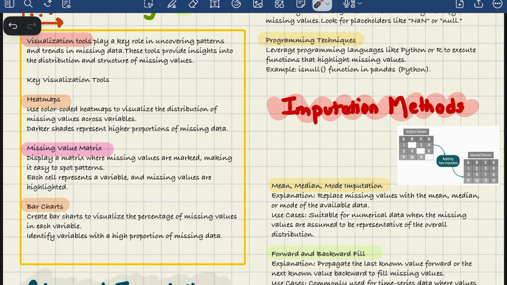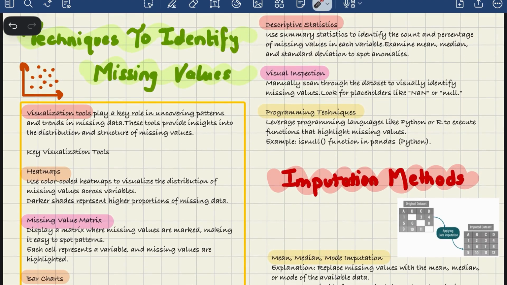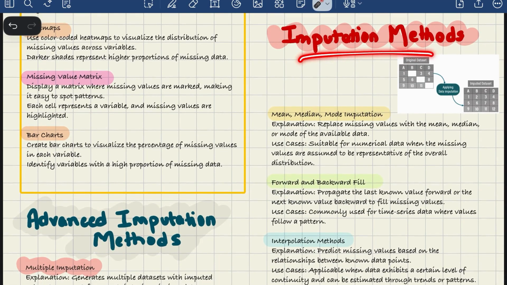So this gives us a clean, reproducible summary that can be automated in data pipelines, and it is especially important when working with large data sets containing hundreds of columns. All right, so this is how we identify our missing values. Now we'll talk about imputation methods, how to fill the gap.